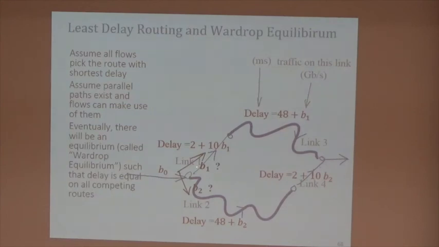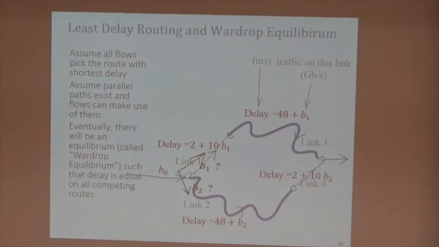Then what we have seen is that if we have dynamic routing, where the costs are updated to reflect the utilization of the link, then there should intuitively be an equilibrium. This equilibrium has a name. It's called a Wardrop equilibrium.